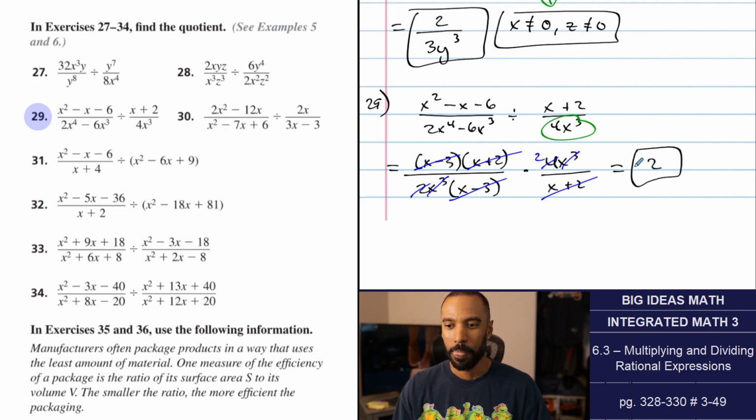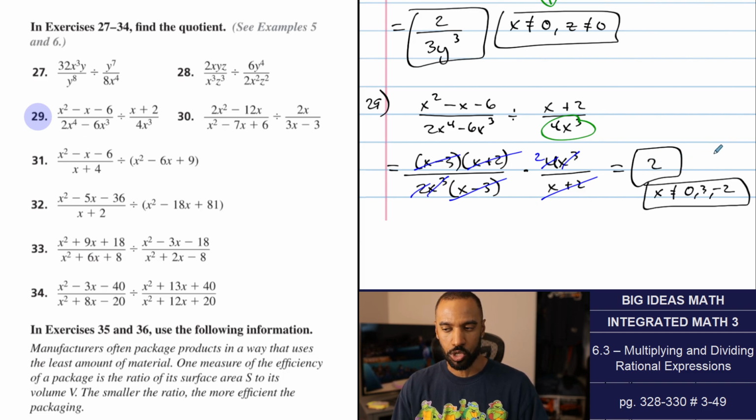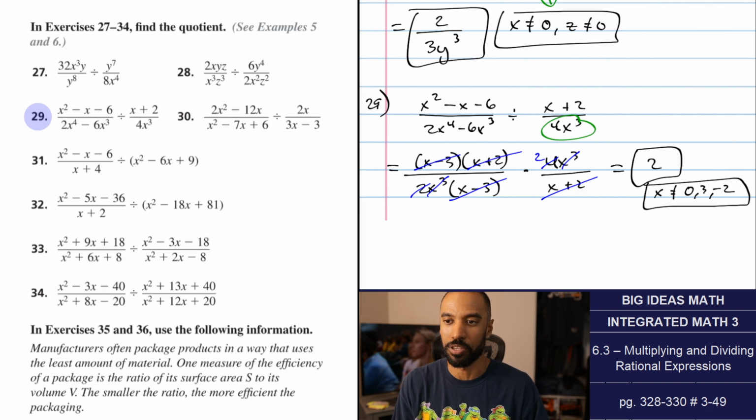That being said, everything that canceled needs to be talked about. X can't equal the 0 here, which was the 0 here. X can't equal 3, and x can't equal negative 2. This isn't saying x equals 2, by the way. This is saying this simplifies to become 2, but x can't be any of those three values.